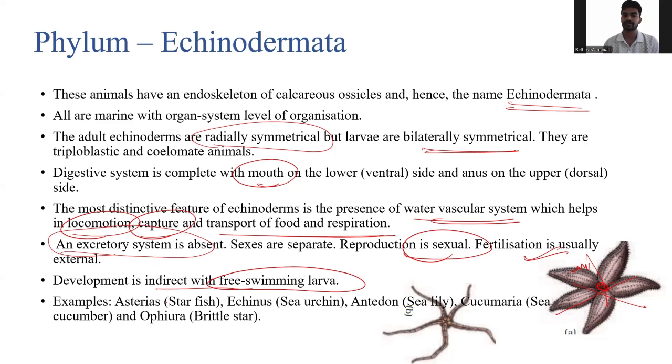Then coming to the examples, you have Asterias, that is starfish, Echinus, sea urchin, sea lily Antedon, and Cucumaria, that is sea cucumber. Brittle star Ophiura is also present. So this is all about the echinoderms or echinodermata.